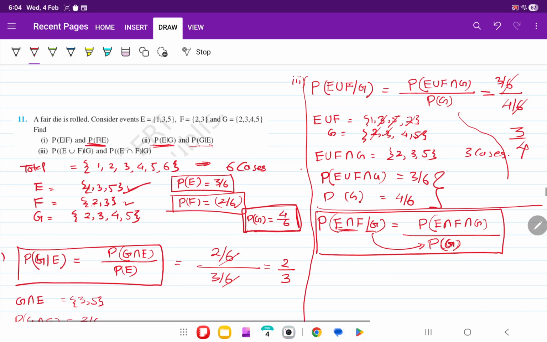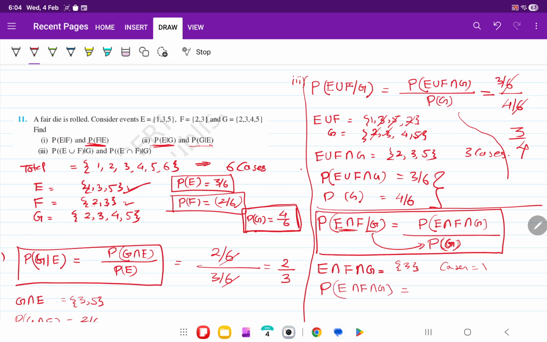So we have to take the intersection which is common in all events, E, F and G. So what do you think is common in all three? Investigate. Only one event is common, I think, which is 1. Correct? You can see not 1, which is common in all three. If you investigate, it is 3. Number 3 is common. So how many cases are common? It is 1. So what is the probability of E intersection F intersection G? Only one case is common. So 1 by 6 is the probability.